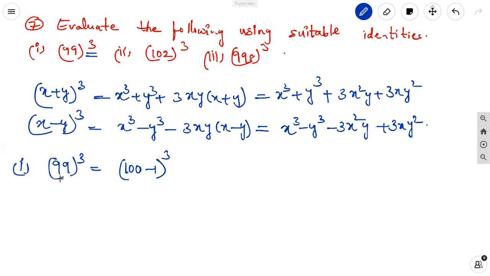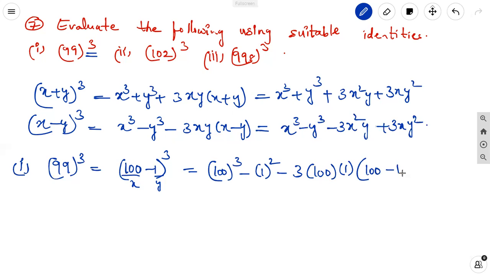Here the first problem, 99 whole cube, can be written as (100 minus 1) whole cube. Why? Because 99 whole cube is difficult to find by multiplying 99 into 99 into 99. When we use the identities, we get it in a simple way. 100 is x, 1 is y. The second identity is suitable, that is (x minus y) whole cube. X cube, that is 100 whole cube, minus y cube, 1 cube, minus 3 into 100 into 1 into (100 minus 1).